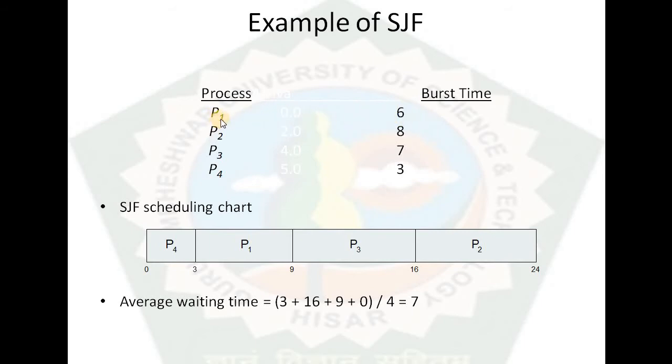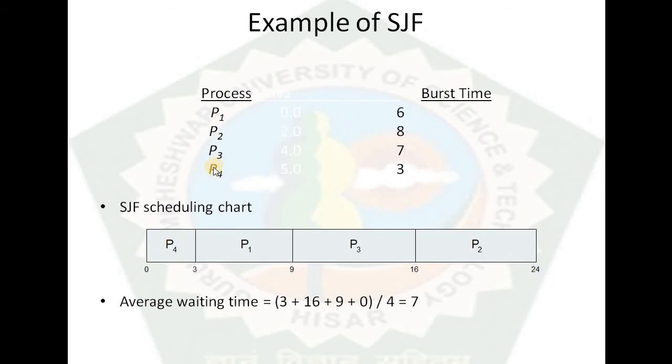Suppose process P1 in the ready queue demands a CPU burst time of 6 milliseconds. Process P2 demands a CPU burst time of 8 milliseconds in total, P3 similarly has 7, and P4 demands a CPU burst time of 3 milliseconds. And we are implementing shortest job first scheduling. It means the process in the ready queue that has the minimum CPU burst time will be allocated the CPU first. Here is the Gantt chart for the shortest job first scheduling algorithm.